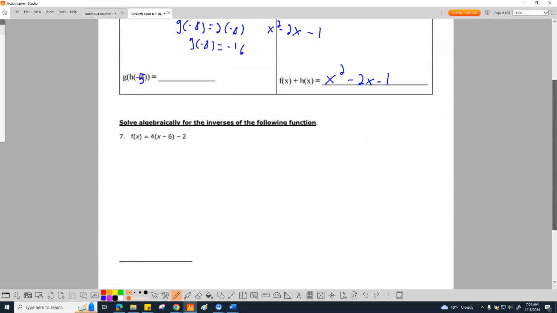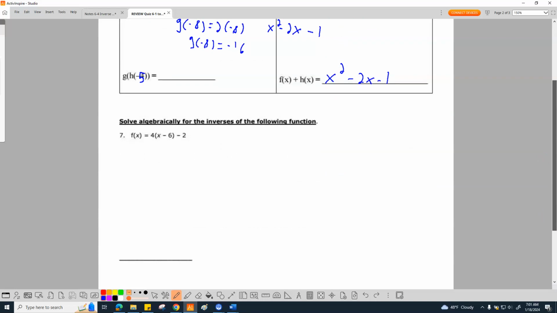Let's see, am I going to solve another problem? Solve algebraically for the inverses of the following function. Oh, this is inverse. I'll do it in a different video.